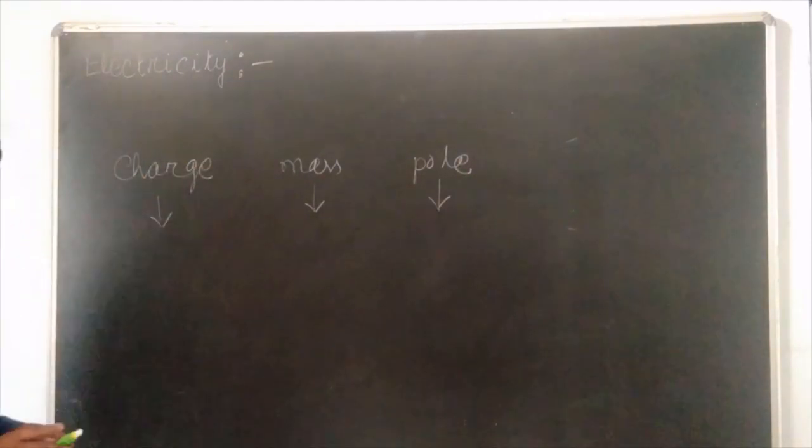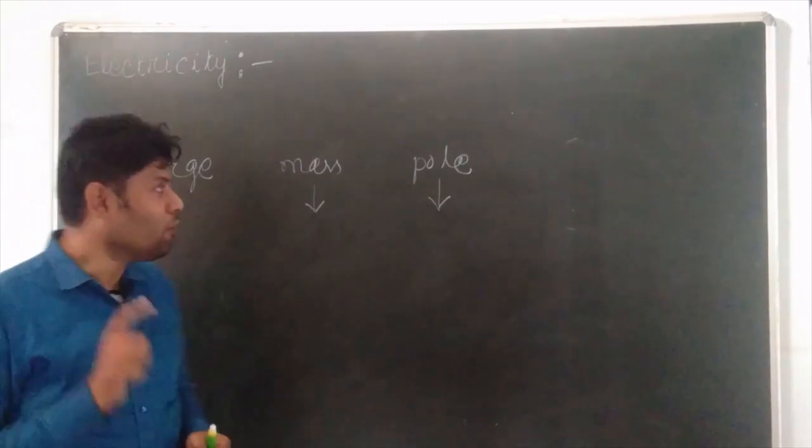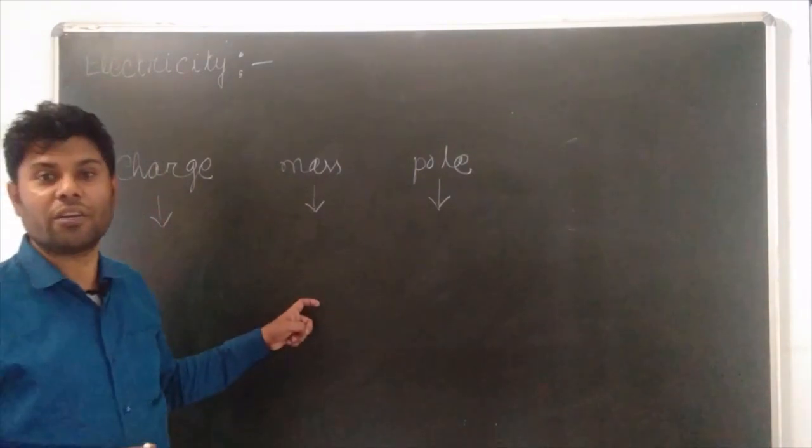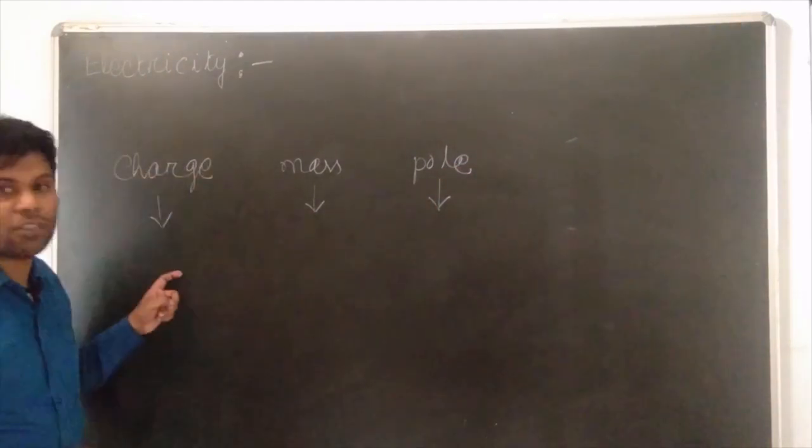Now how many types of non-contact force are there? That you know. Three kinds of non-contact force. One is gravitational force, which is a non-contact force. Magnetic force is a non-contact force. And electrostatic force is a non-contact force.